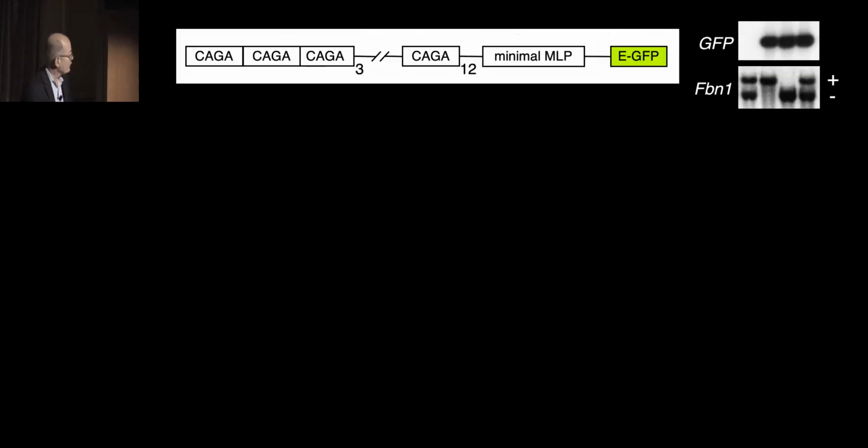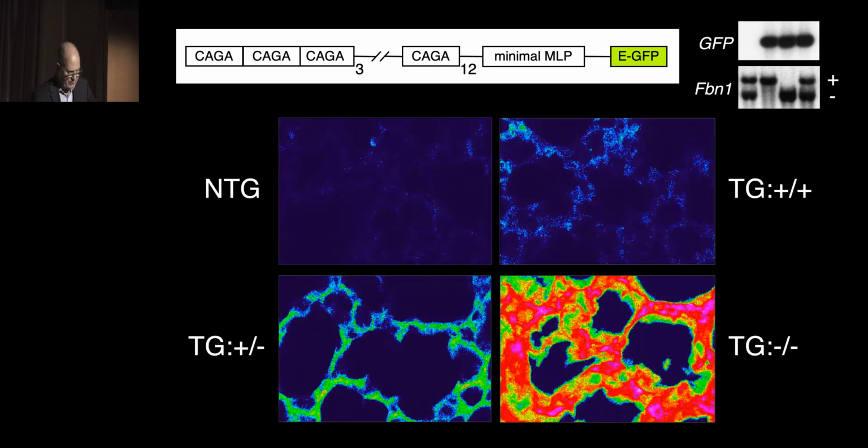So to test this, we made a reporter mouse cell line that expresses green fluorescent protein from a TGF-beta responsive promoter element, and we introduced this into our mouse models. So here I'm showing you the amount of signal in a non-transgenic animal that lacks this reporter allele.